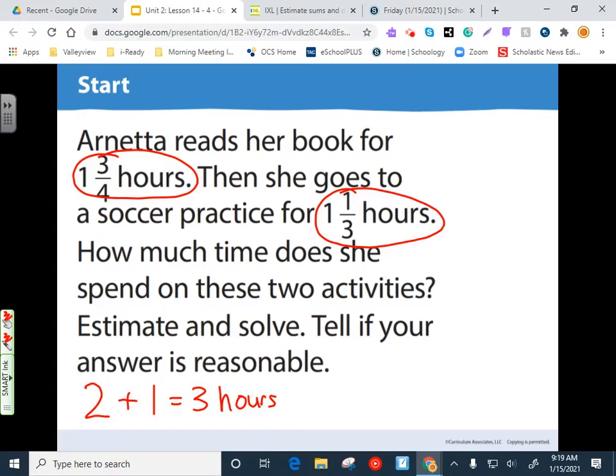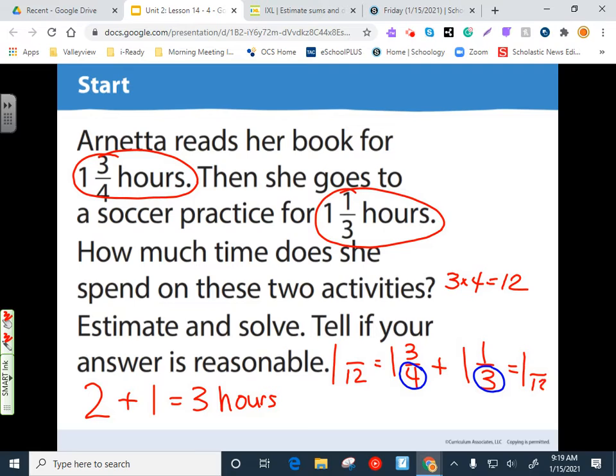To do the actual math for it, again, we take our two mixed numbers, 1 3/4 plus 1 1/3. And we have to find that common denominator. With 4 and 3, I can't change the 3 into the 4. So I'll do 3 times 4, and that gives me a common denominator of 12. So this will give me 1 something over 12, and the same over on this side. 4 times 3 is 12. 3 times 3 is 9. 3 times 4 is 12. 1 times 4 is 4.